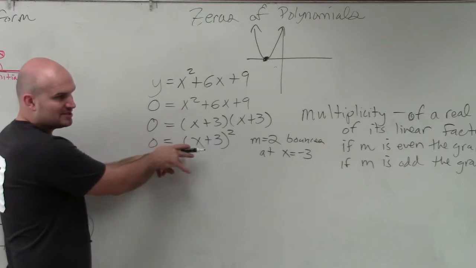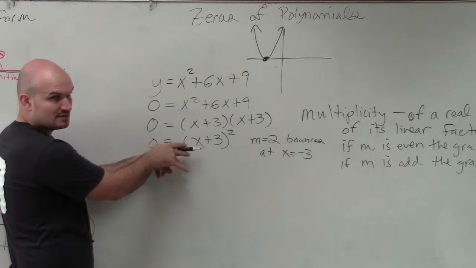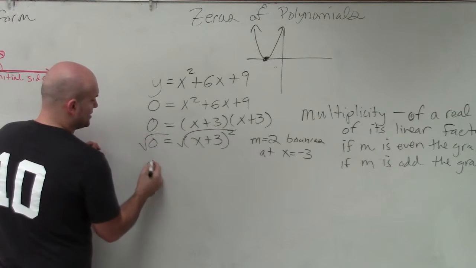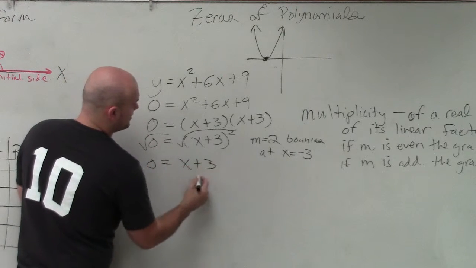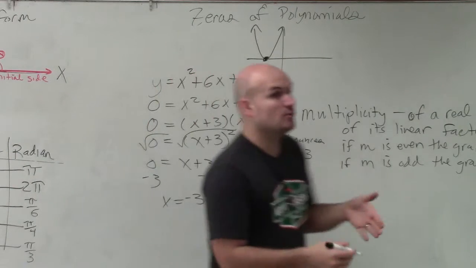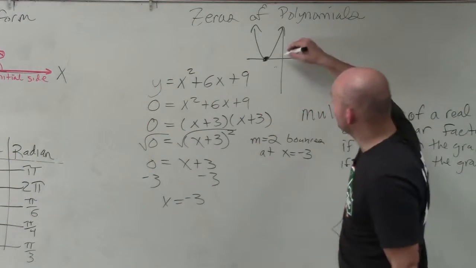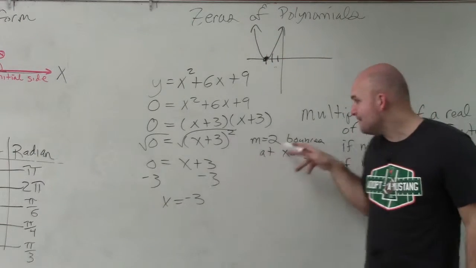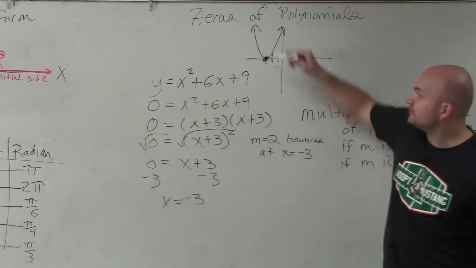In reality, though, can we solve this for x? Yes, you take the square root of both sides. You can't take plus or minus 0, so 0 equals x plus 3, minus 3, x equals negative 3. So we know the 0, or the x-intercept, is at negative 3. And we know that the graph bounces at x equals negative 3.